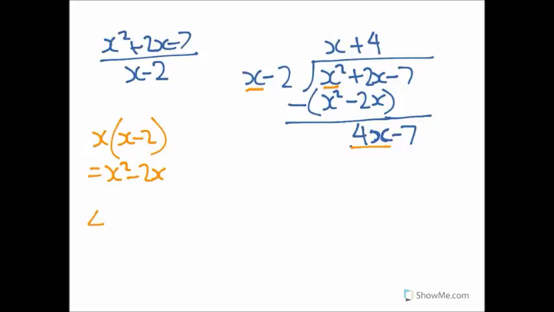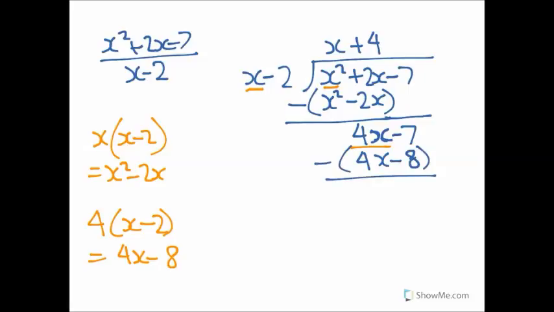So I can go off on the side here and multiply 4 times x minus 2. This gives me 4x minus 8. So I can write that underneath my new dividend. Subtract this whole thing. So this gives me negative 7 plus 8, which is 1. Now that I have a constant here, I can stop. And I know that my final answer is equal to x plus 4 plus the remainder, which is 1, over my divisor.